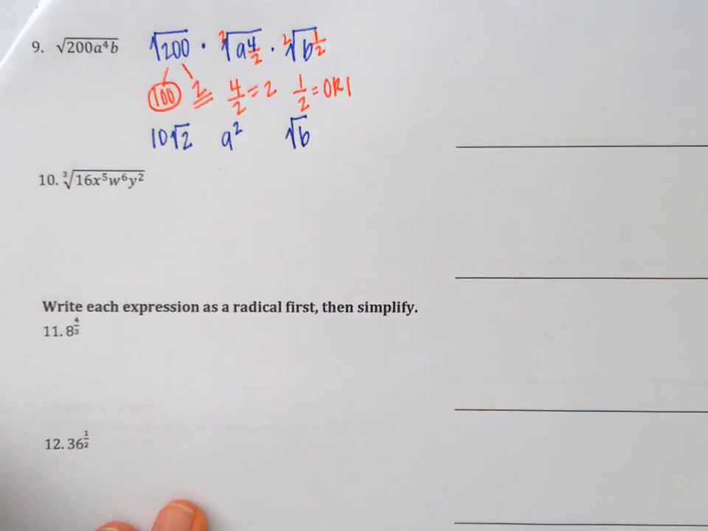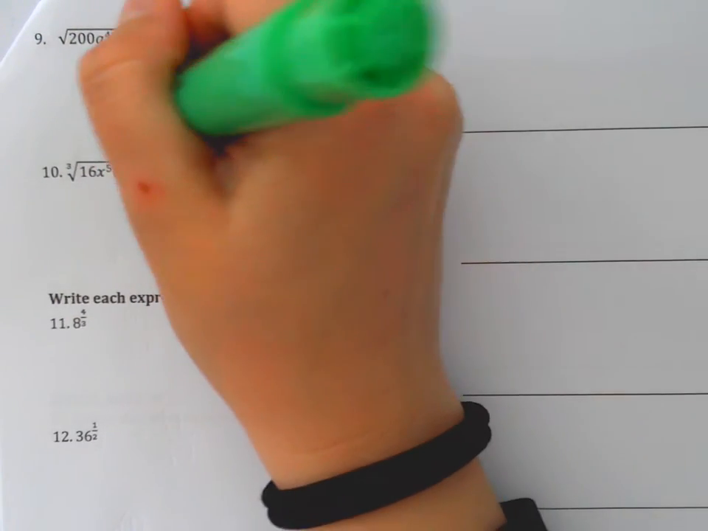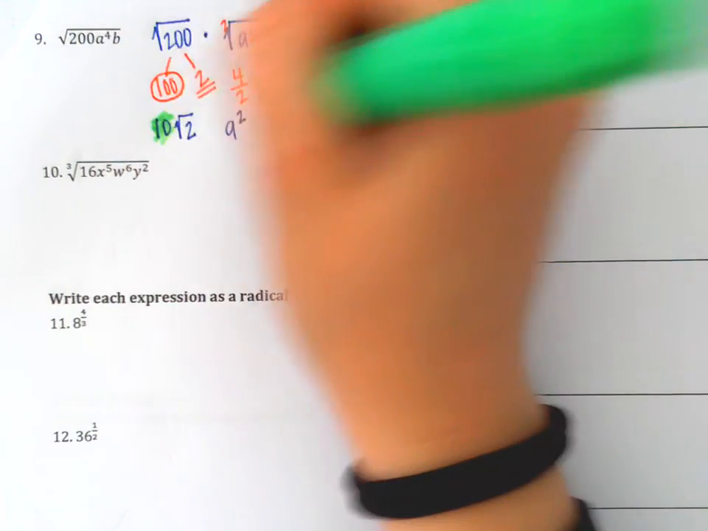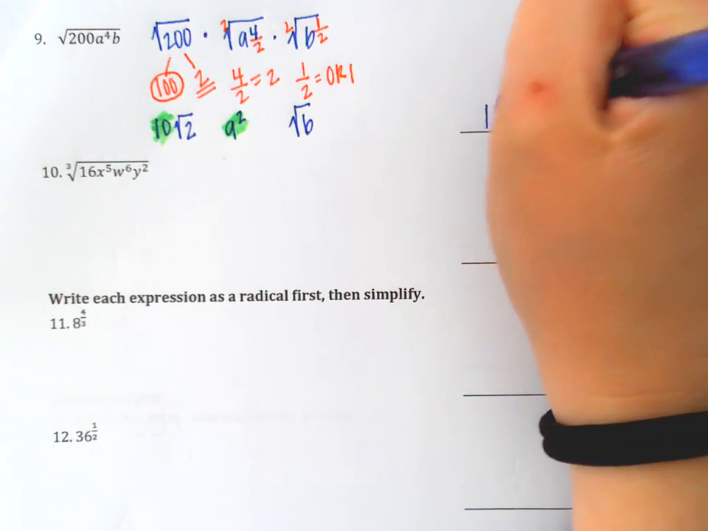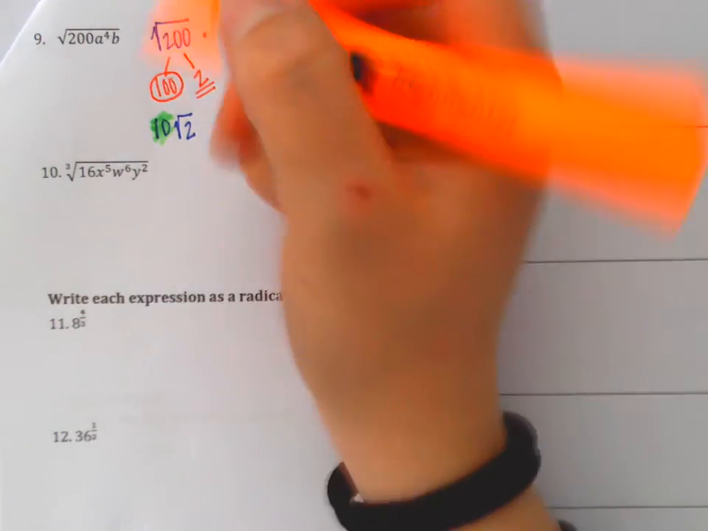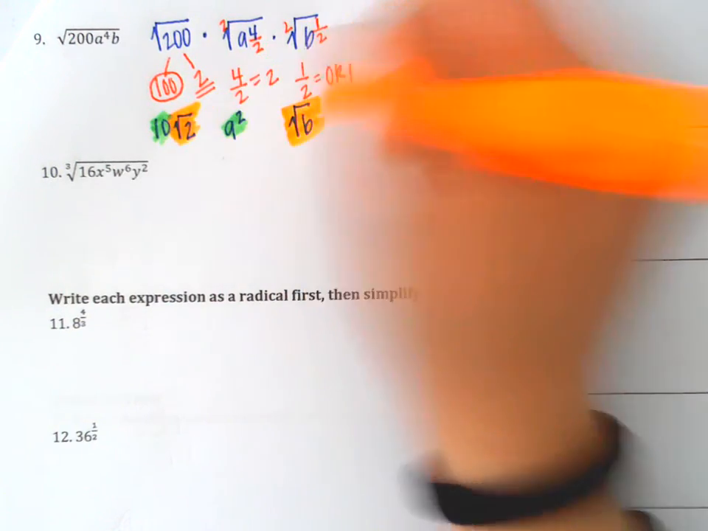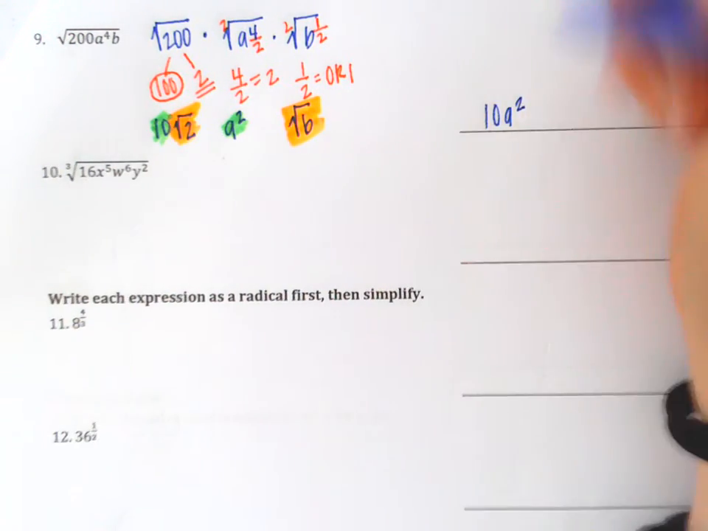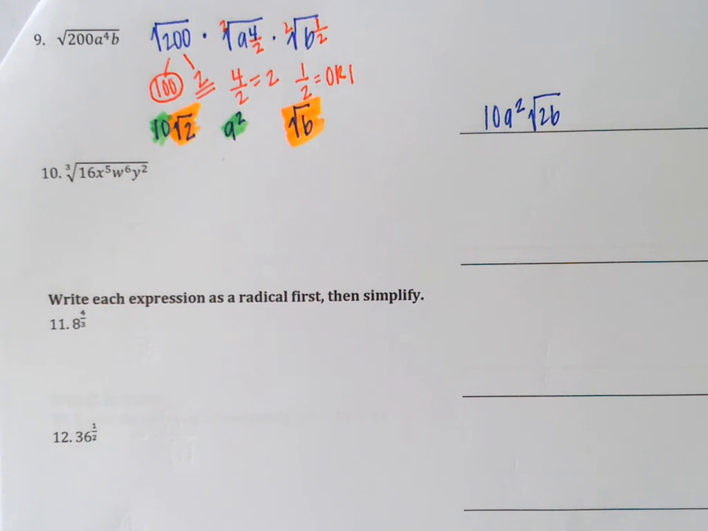And so then again, I just gather what's the same. So we have 10 and a squared, that's going to be on the outside of the square root. And then what's inside the square root is going to be 2 and b. So rad 2b. And that is my final answer there.